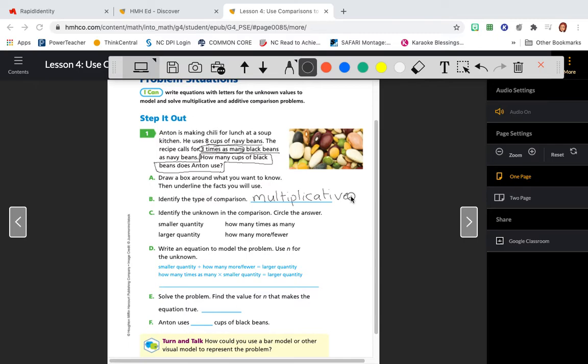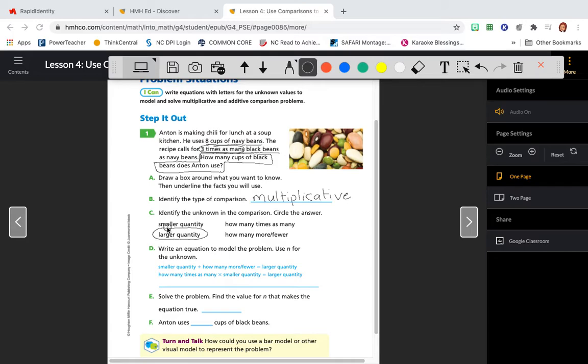Multiplicative comparison. All right, C, identify the unknown. The unknown is coming from our question. Circle the answer. So, how many cups of black beans does Anton have? Well, we know he has 8 cups of navy beans, but he has 3 times as many black beans. So 3 times is going to be our larger quantity, or our higher number, is another way to look at that. So we're going to be looking for the unknown, which is the larger quantity.